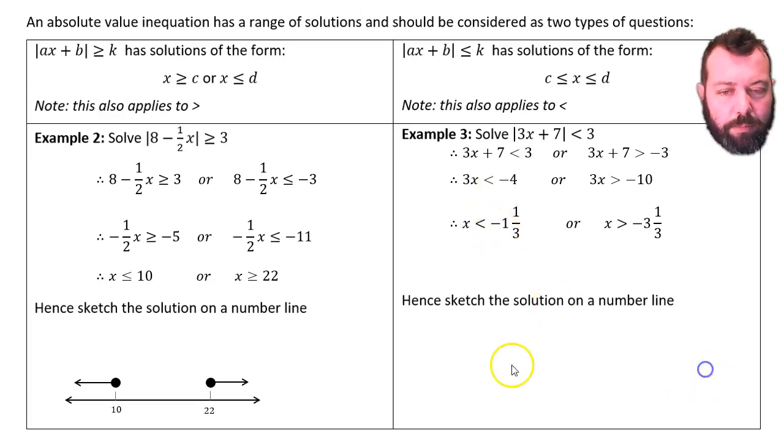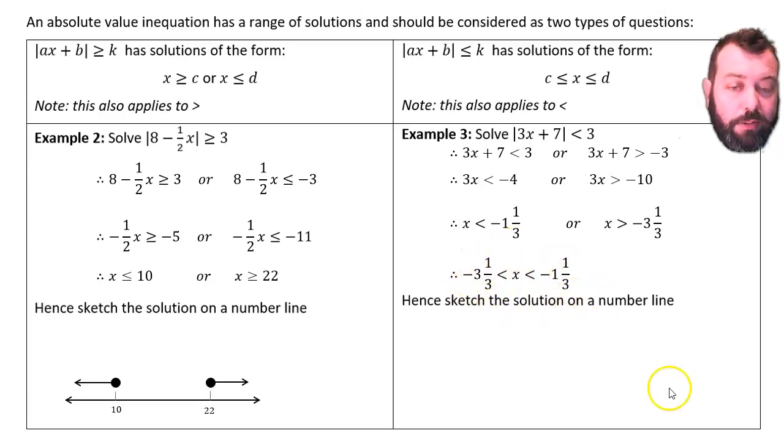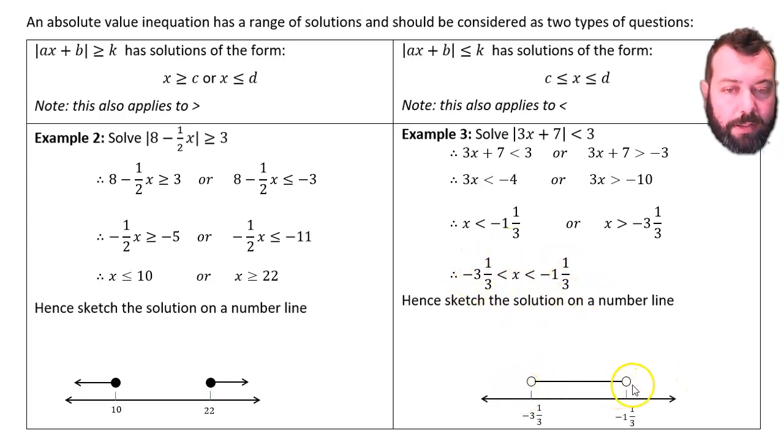But we can see here on my number line, well, here we go, that's my combined solution, that x is less than negative 1 1/3, but greater than negative 3 1/3. So it occupies this range in here.